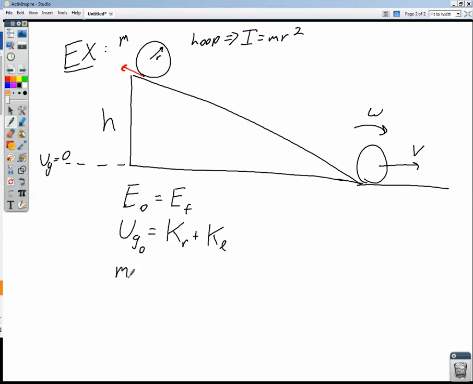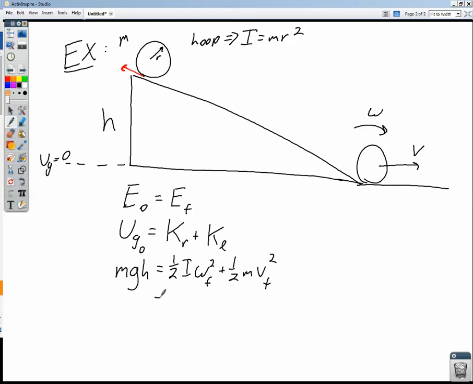So at the top of the ramp, we are at rest. We've got the mass of the wheel times g times h. That's going to equal the rotational kinetic energy at the bottom, which is 1/2 I omega final squared plus 1/2 m v final squared. All right, so let's go ahead and plug in some more stuff here.